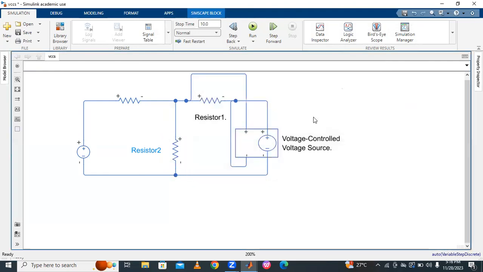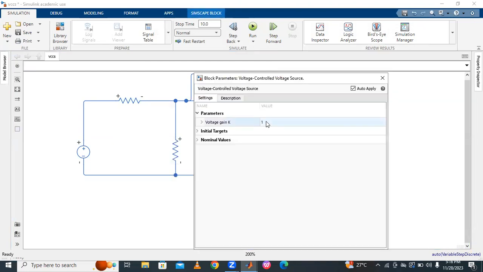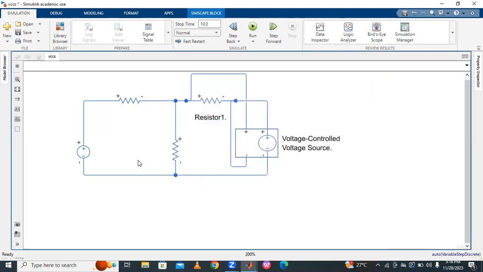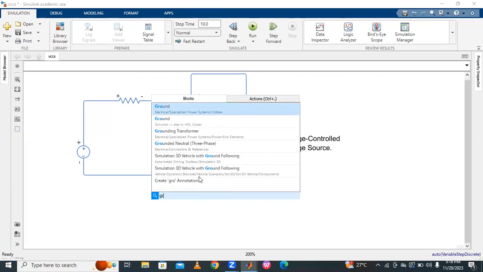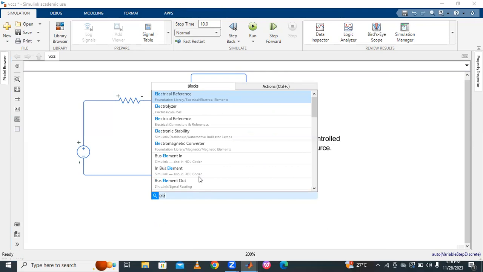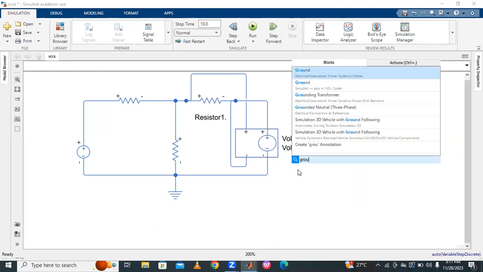Okay, and open this voltage controlled voltage source. Here, for example, this is called 2Vx, and the 2 is called the voltage gain. Then take one ground, the electrical reference. Ground is nothing but the Simscape electrical reference. Don't take the Simulink ground. If you take the ground in Simulink only, it is possible to connect, but in Simscape it is not possible to connect.